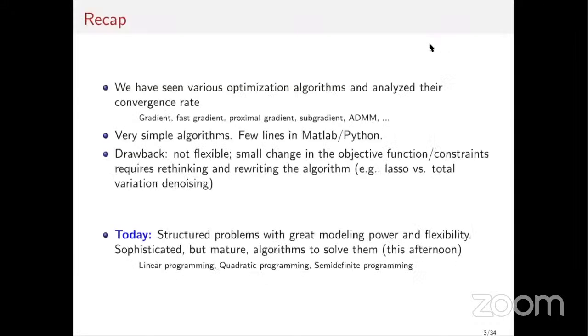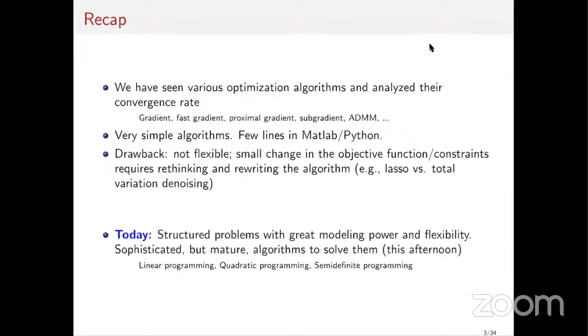So let's see what I mean by this. We have seen various optimization algorithms and analyzed their convergence rate: the gradient method, the fast gradient method, the proximal gradient method, the subgradient method. We've seen a bunch of such algorithms. These are all usually very simple algorithms. Usually it just takes one line when I write it on my slide, and if you implement it in MATLAB or Python, that would take just a few lines. It takes really 5 to 10 minutes to implement. They're very simple, and they can sometimes be very fast, very efficient. The drawback, however, is that they're not very flexible. Okay, so they are adapted to particular problems with a certain structure.